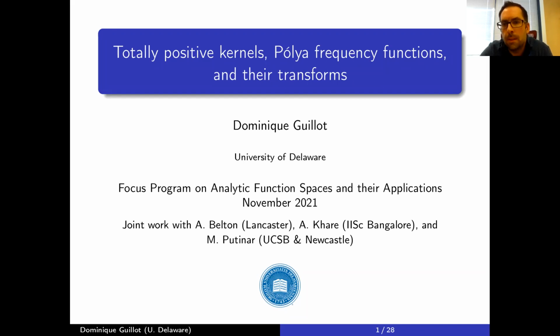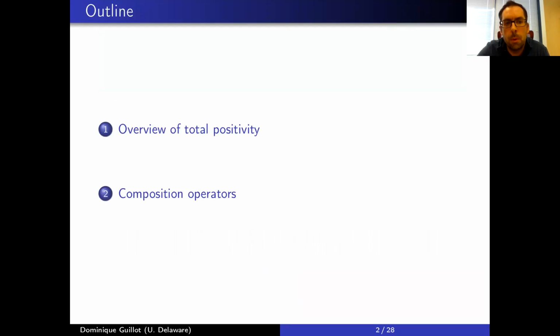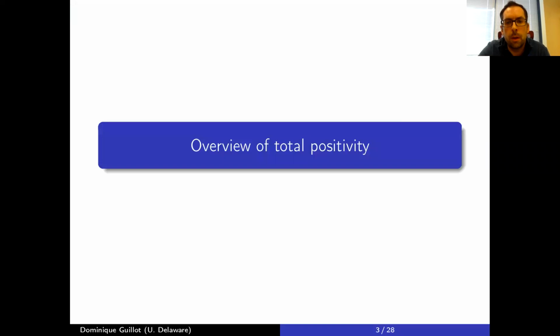I'd like to discuss composition operators that preserve the total non-negativity or the total positivity property. Since I'm not sure most people are familiar with these notions, I decided to split my talk into two parts. In the first part, I'm going to focus on an overview of total positivity, and then after, I'll move to composition operators that preserve this property. Okay, so let's start with total positivity.